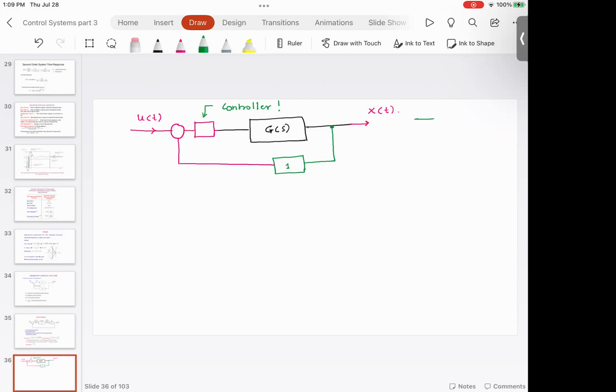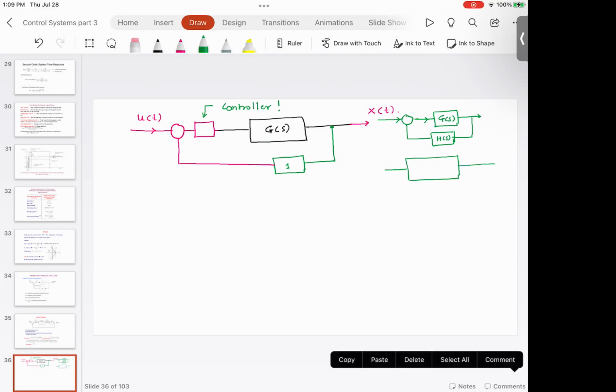The closed loop transfer function, and I derived this in class, is something like this: if you have a feedback and a system transfer function, converting this feedback into a single block, the closed loop transfer function becomes G of S divided by 1 plus G of S times H of S. Now this is super duper important. Why is this super duper important?